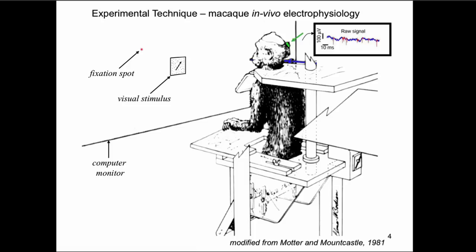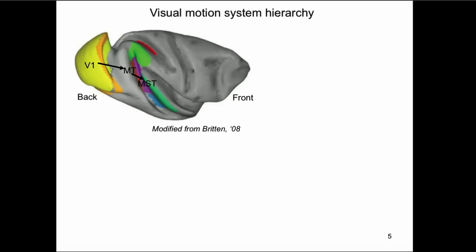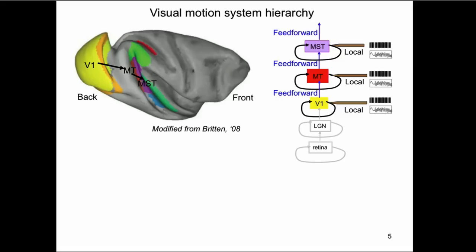Now, where do we record from? How do we do this? So the three areas which are part of the motion system hierarchy that we looked at are known as V1, MT, and MST. V1 is the primary visual cortex, is the area in the cortex which receives visual signals first. It projects to area MT, and then area MT projects to MST. And here's a schematic of what this hierarchy looks like.